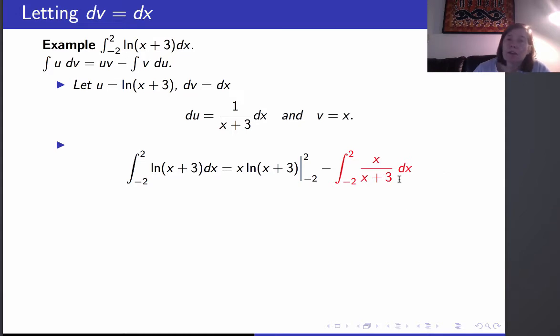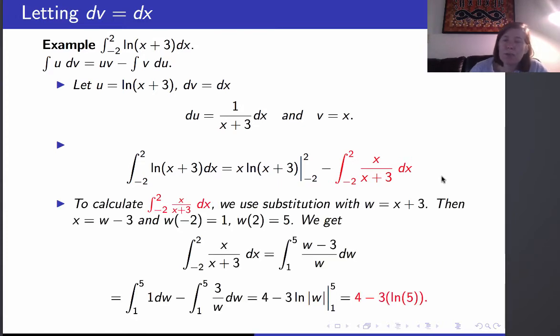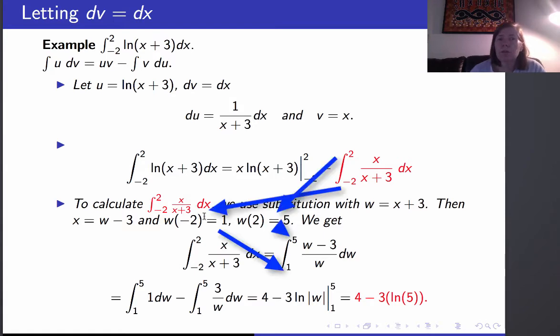Now, I've colored this last integral in red because it requires a little work to figure out what's going on there. It requires a substitution that's maybe not too obvious. So, to calculate this integral in red here, we're going to use the substitution w equals x plus 3. And in that case, x is equal to w minus 3. So then we're integrating w minus 3 over w, and of course dx equals dw here, so that's pretty easy to integrate. And of course, since it's a definite integral, we must substitute for the endpoints. So we have w of minus 2 equals minus 2 plus 3, which is 1, and w of 2 equals 2 plus 3, which is 5.